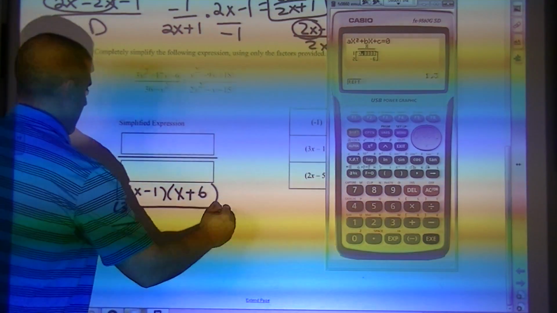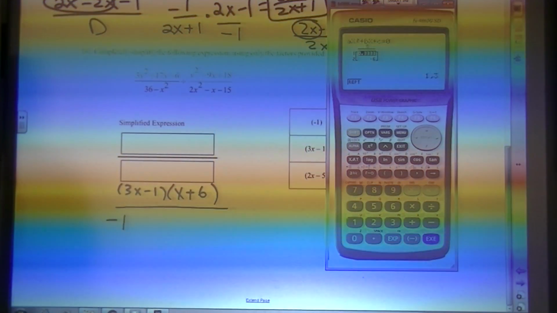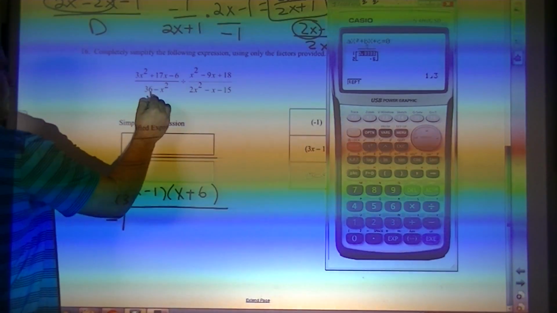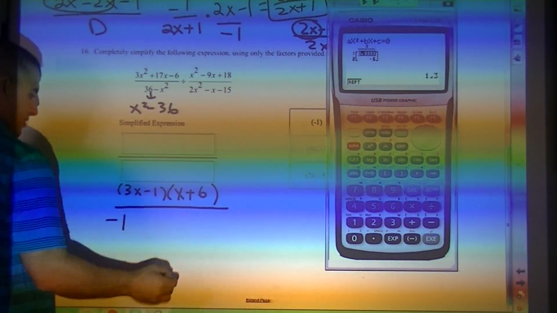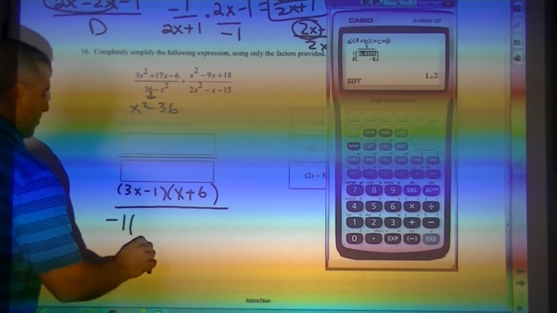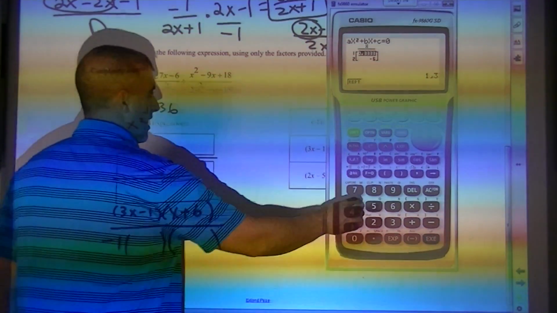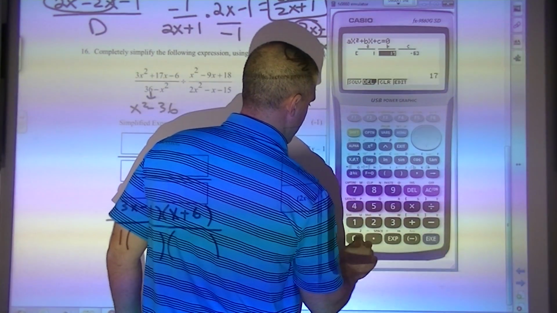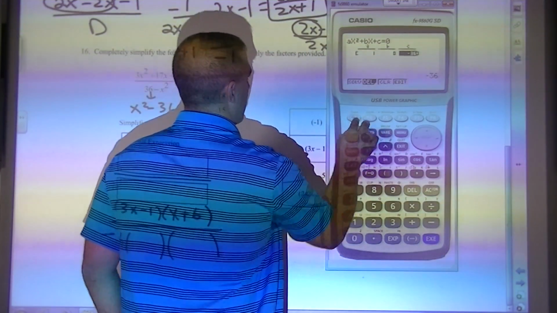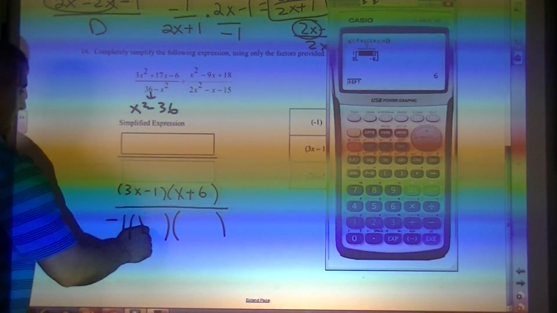Now, with this one, since it's backwards, I got to put a negative 1. Now, what that's going to turn into is just x squared minus 36. Key thing is a lot of people leave out that negative 1 there. So I got 1, 0, negative 36. So I got x plus 6, x minus 6.